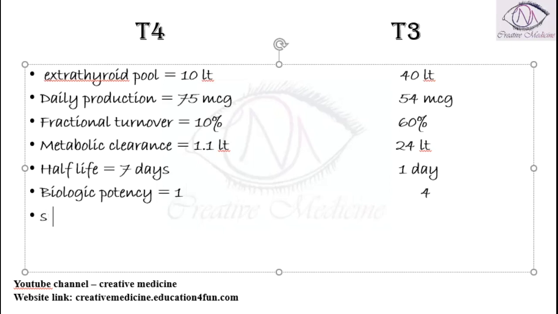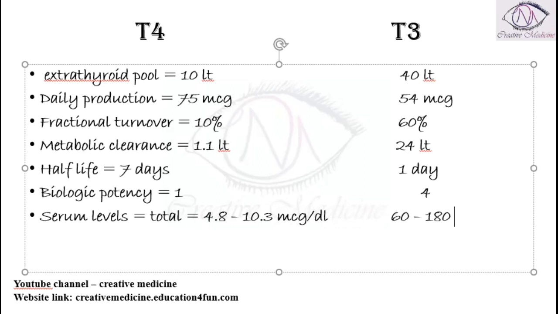Then serum totals or serum values. Serum levels of total T4 is around 4.8 to 10.4 micrograms per deciliter, whereas serum levels of T3 is 60 to 180 nanogram per deciliter.